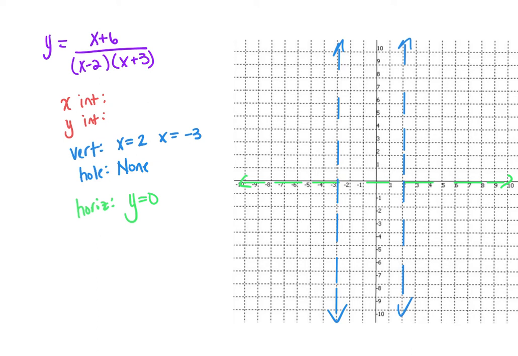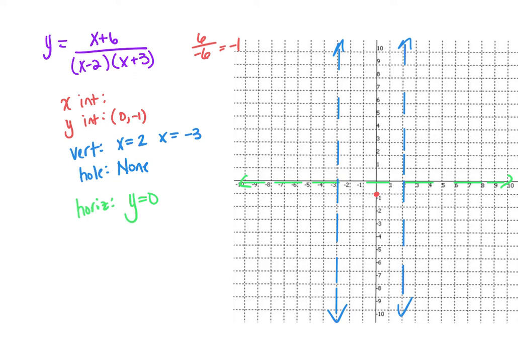Let's look at our intercepts. My y-intercept is what happens when I plug in a 0 for x. If I plug in a 0 for x on top, I will get 6. On bottom, I will get negative 2 times 3. So I have a negative 1. So my y-intercept is at 0, negative 1. That's what it's always meant, right?